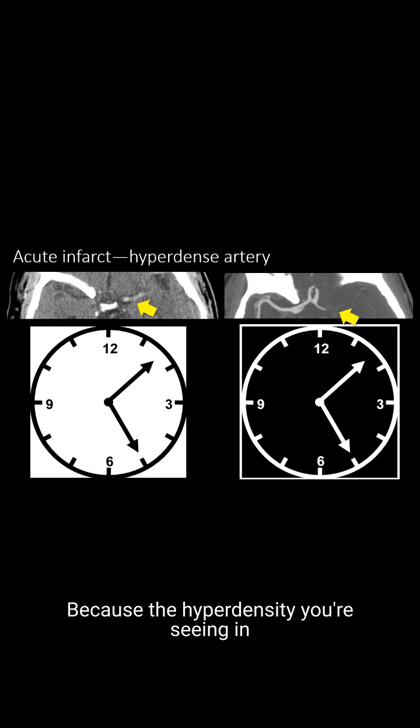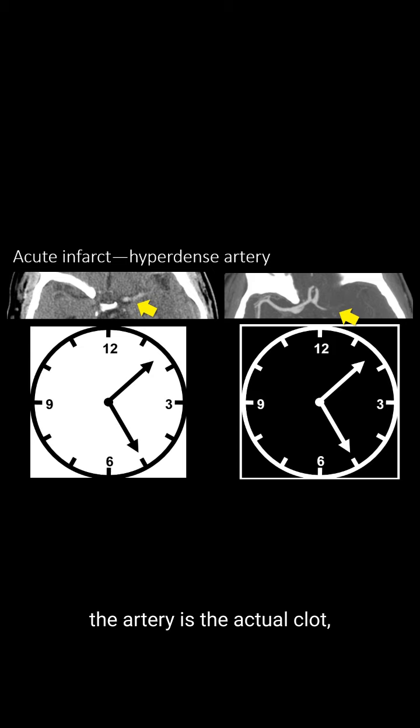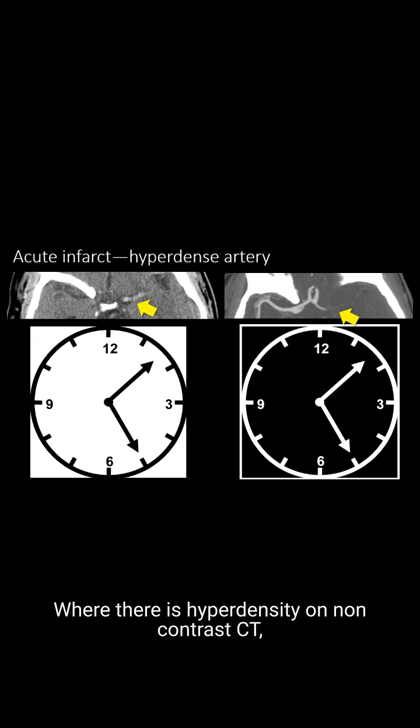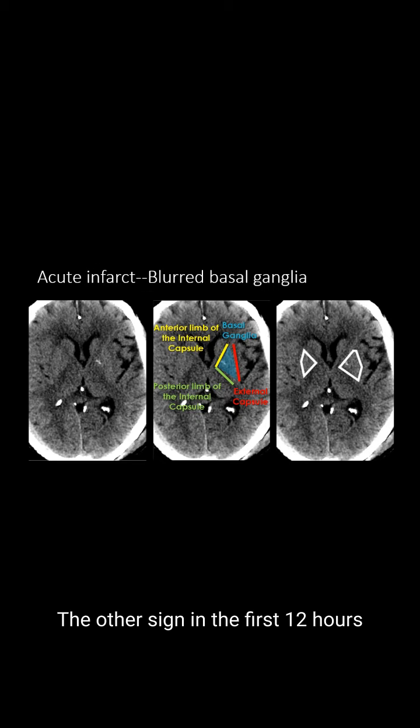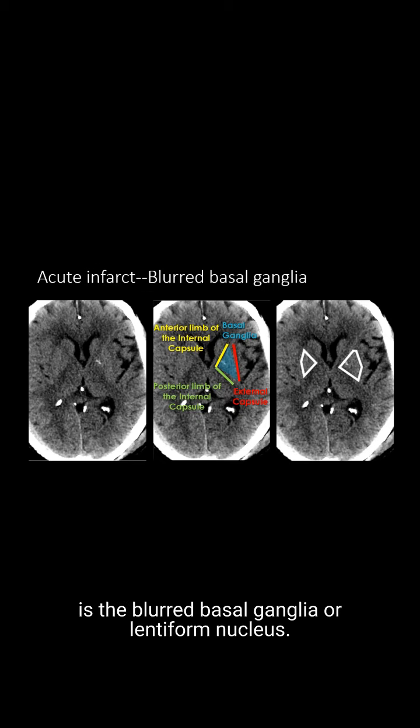Because the hyperdensity you're seeing in the artery is the actual clot, there will not be flowing blood in this region on CT angiogram. So the hyperdense artery will be the inverse of the CT angiogram. Where there is hyperdensity on non-contrast CT, there will be no density or no contrast on CT angiogram, like the negative of a photograph. The other sign in the first 12 hours is the blurred basal ganglia or lentiform nucleus.